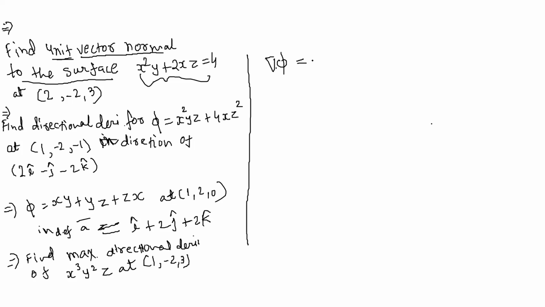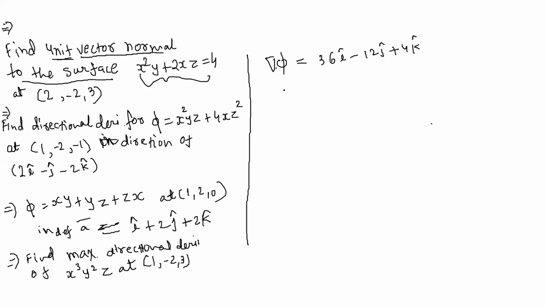So it is 36 i cap minus 12 j cap plus 4 k cap. This is my nabla phi. I want maximum directional derivative of function phi at 1, minus 2, 3. What will be the process? Can anyone tell me? How do we find maximum directional derivative? Ma'am, what is the formula? Nabla phi cos theta.